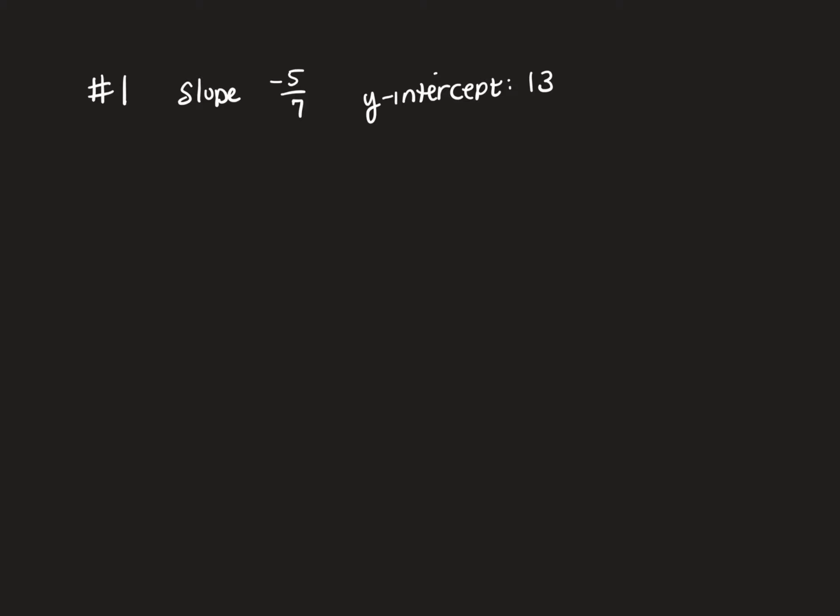Okay, so for number 1, you're given the slope and you're given the y-intercept. So we have an equation that's really easy to work with there. y = mx + b.